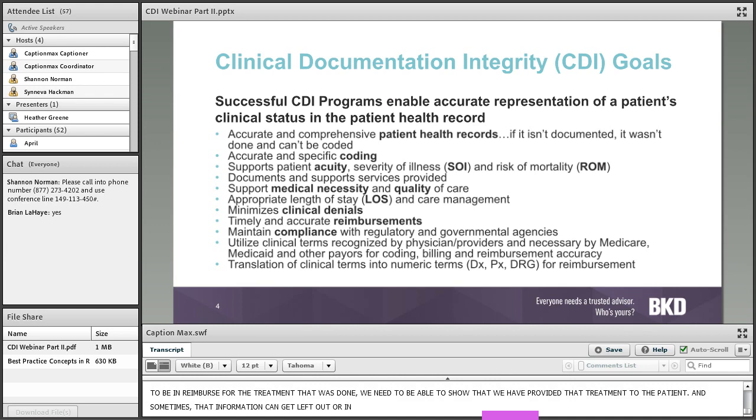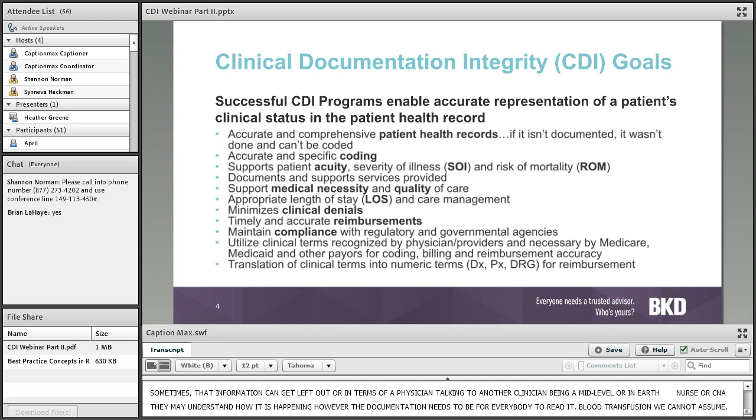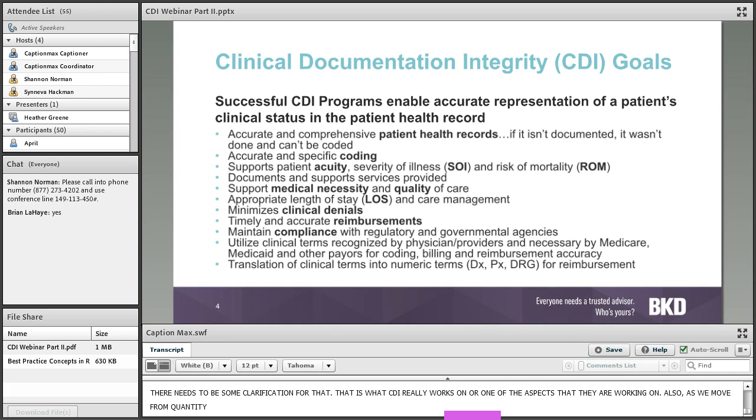Sometimes that information can get left out. In terms of a physician talking to another clinician, be it a mid-level, a nurse, or a CNA, they may understand very clearly what is happening. However, the documentation needs to be for everybody to read. So with a blood transfusion, we cannot assume that that's anemia. There needs to be some clarification for that. That is what CDI really works on, or one of the aspects that they're working on.